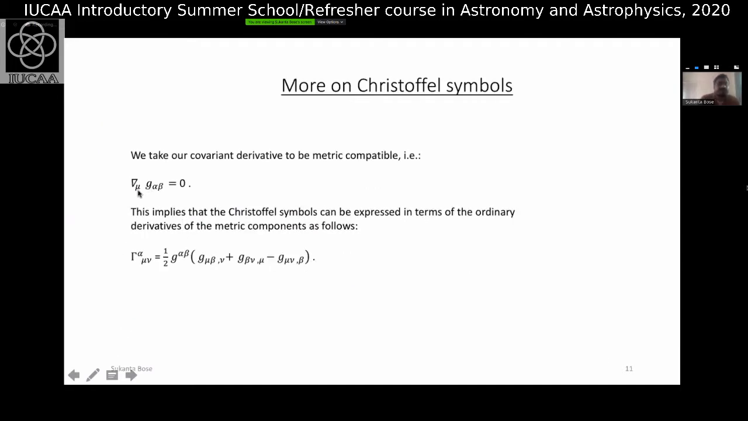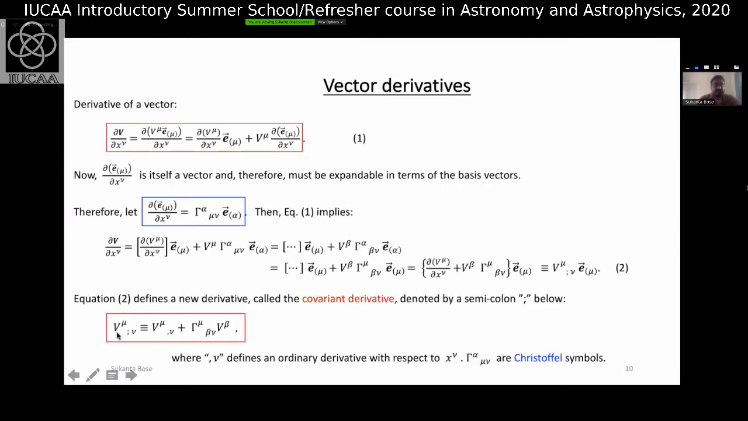But here, the choice I'm making is that the covariant derivatives be metric compatible, which means that their action on g alpha beta is equal to 0. This will help in taking derivatives of scalar quantities, as we see in the next slide. But the moment you require that the covariant derivatives obey this property, you can show that the Christoffel symbols can be expressed in terms of single derivatives of the metric itself. This comes basically from a definition like this.